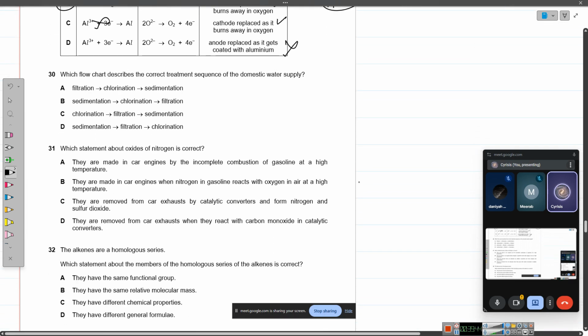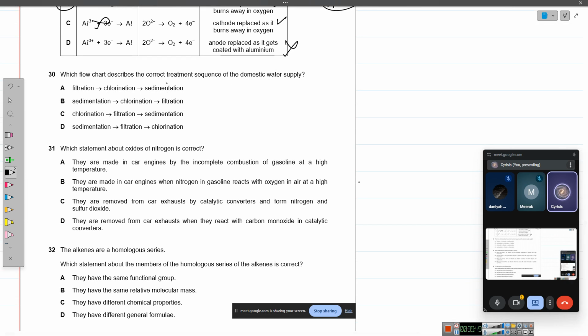Which flowchart describes the correct treatment sequence of the domestic water supply? Remember, we do sedimentation first. We stop bigger particles, then we filter the smaller particles, and then we add chlorination. I told you that the one given in the book and the one given in the paper are entirely different.